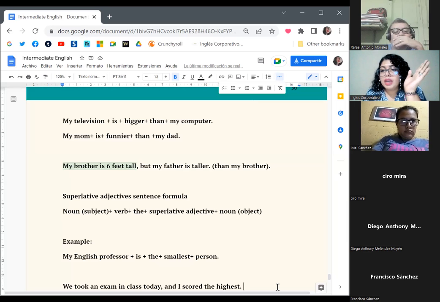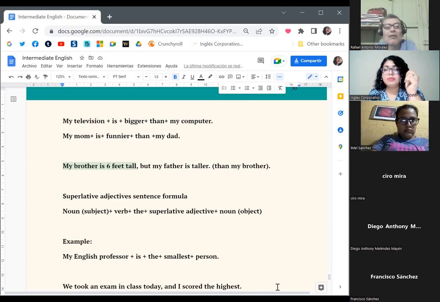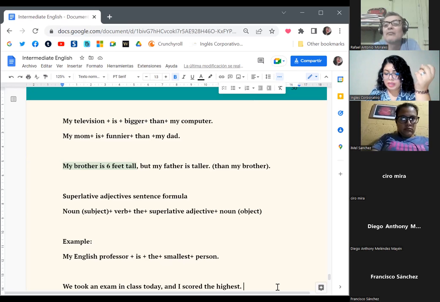Cuando estábamos hablando que en algunos adjetivos se doblaba la consonante es cuando tenemos este tipo de palabras en las que tenemos una consonante, I mean, una vocal en medio de dos consonantes. Consonant, single vowel, and consonant. En ese tipo de palabras es donde vamos a doblar la consonante.